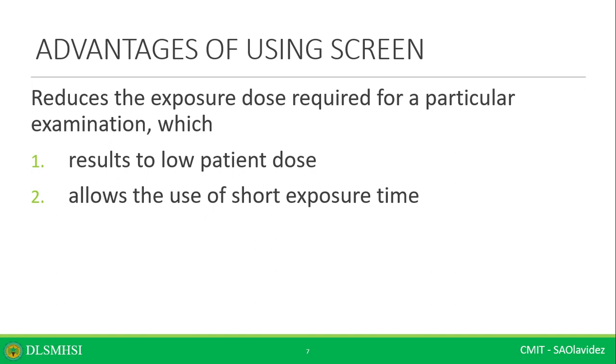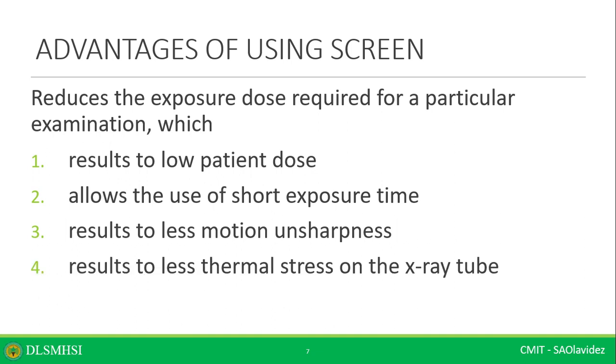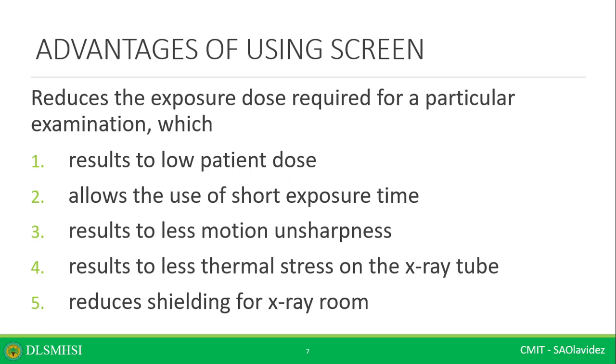Because of the reduced exposure, it is possible to make the time of exposure short, allowing imaging of most body structures. The fast exposure time also leads to less motion unsharpness. Motion unsharpness leads to blurring of images. With the short exposure time that we use, there is a lesser probability that motion will be caught on the radiograph. Finally, the reduced exposure also results in less thermal stress on the X-ray tube and reduced shielding requirement. The higher the speed of the intensifying screen, the more pronounced these advantages are.